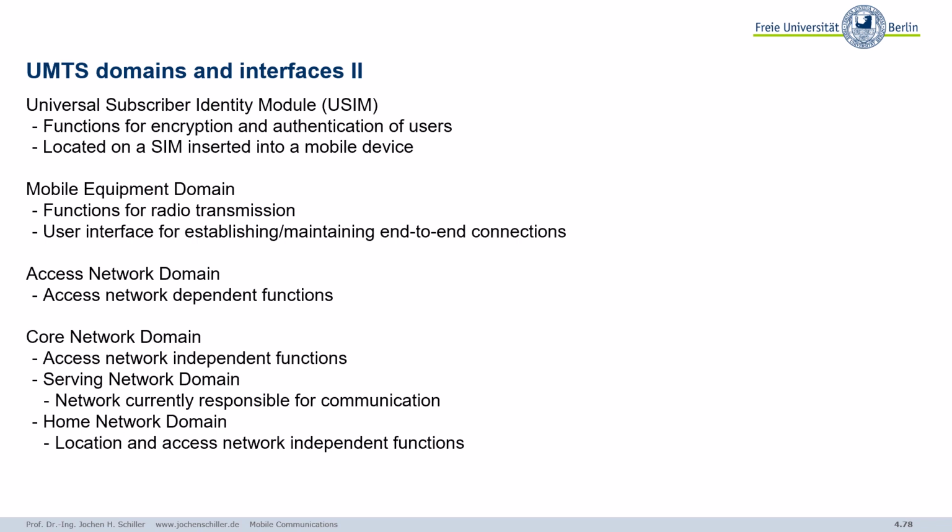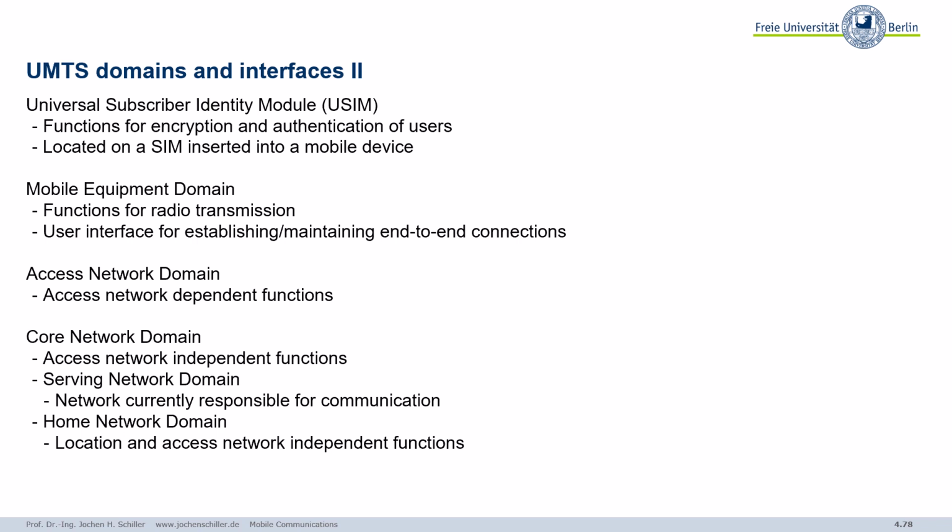So, to explain it in some more detail, within the UMTS network you will find again a SIM, the Universal Subscriber Identity Module. And this is now important again for encryption, authentication, as we know it from GSM. And that's our SIM. And this is what you insert. Well, either as a SIM or as an eSIM, as a chip integrated in your device. The mobile equipment domain, that's the device you hold in your hand, has all the functions for radio transmission, and this is what you use to set up and to maintain your end-to-end connection.